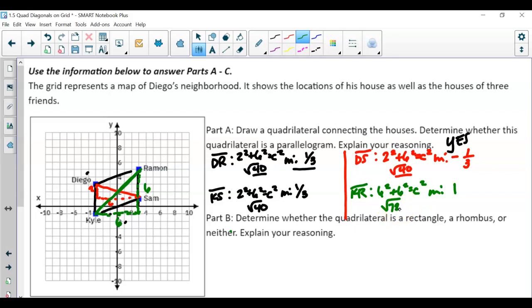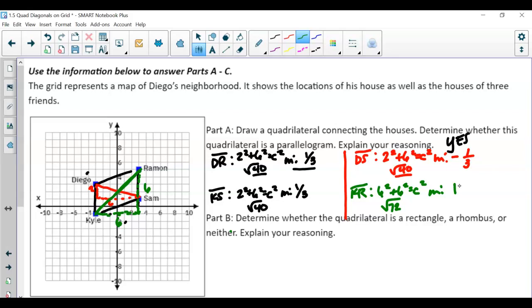So does this also show that you have a parallelogram? Yes, because the diagonals are not congruent to each other and they are not intersecting at a 90-degree angle, showing a perpendicular relationship. So you could have gone either way to show that you have a parallelogram here.